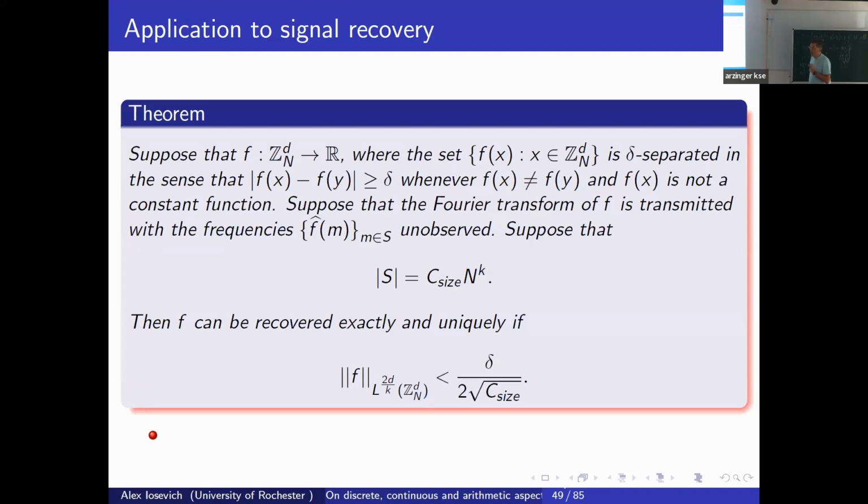Why is this interesting? Because we've already seen recovery conditions. The recovery conditions we've seen before are in terms of what? They're in terms of the size of the missing frequencies. That's unavoidable. But the second condition is the size of the support of the function. And that is an incredibly unstable quantity. Do you see what I mean?